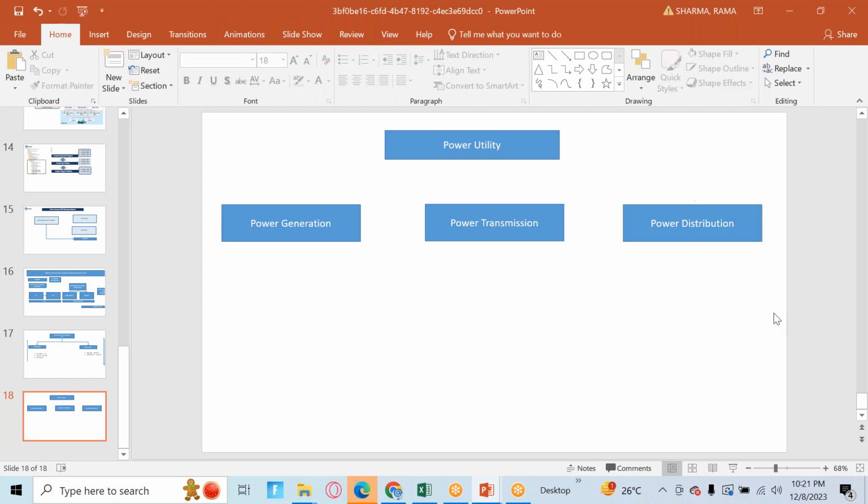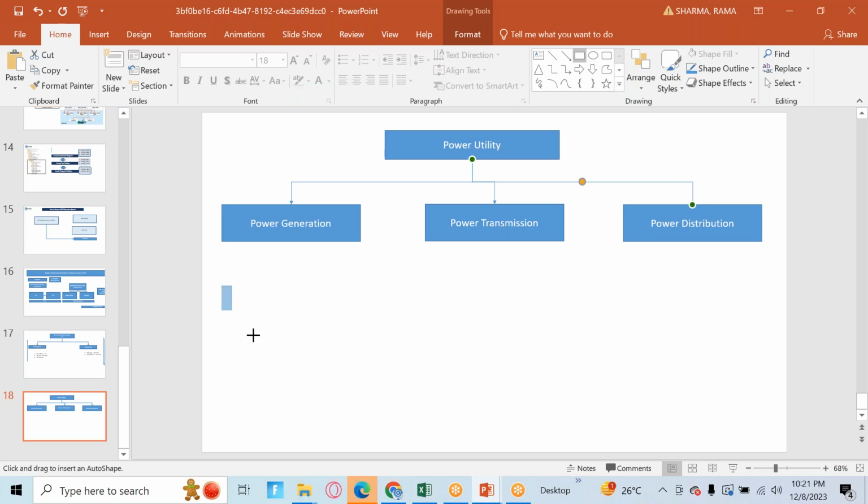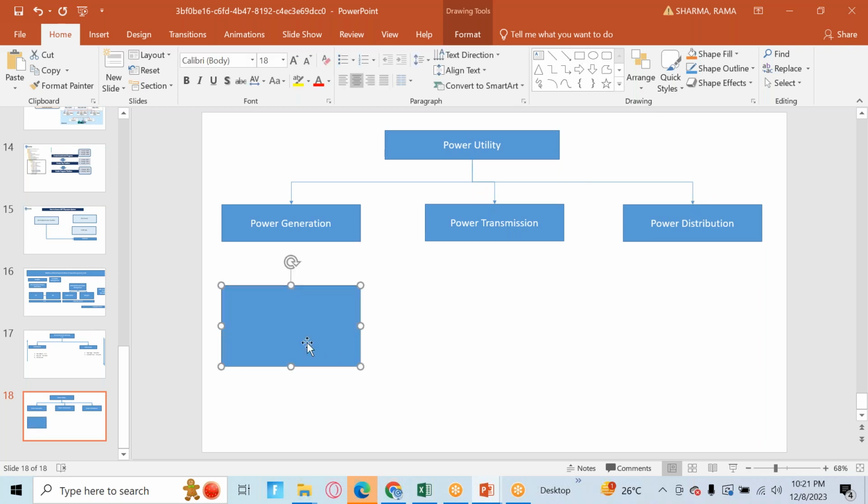Okay, so power generation, here they are generating the power. And then they're transmitting it to different cities. And then they are distributing it to end users. So let's say if it is a power generation plant here.